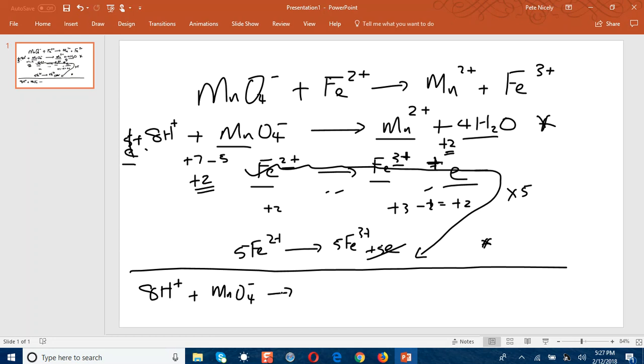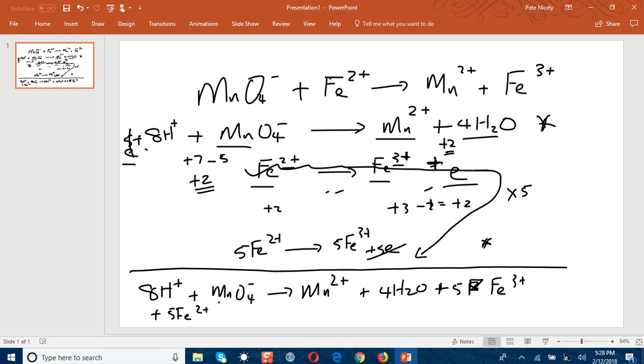to give, oh, by the way, I forgot to add the 5 Fe2 plus here. And then on the right side, I will have Mn2 plus plus 4 water molecules plus 5 Fe3 plus, sorry about that, Fe3 plus.